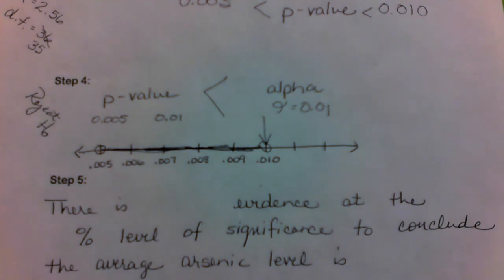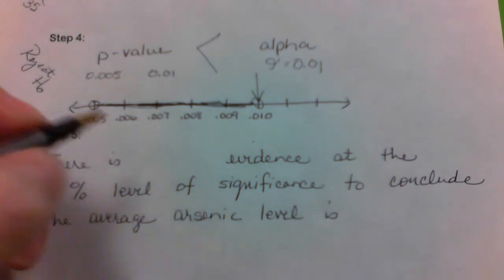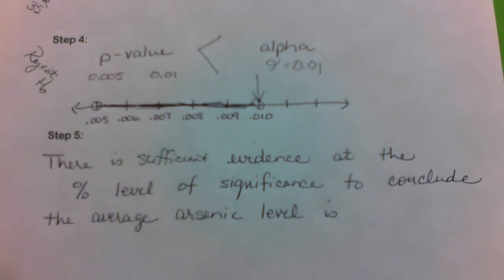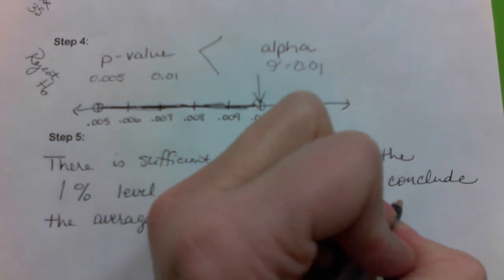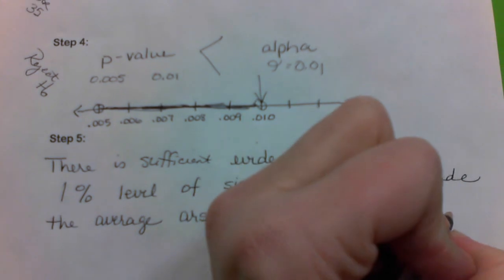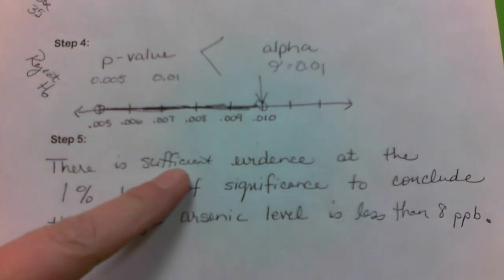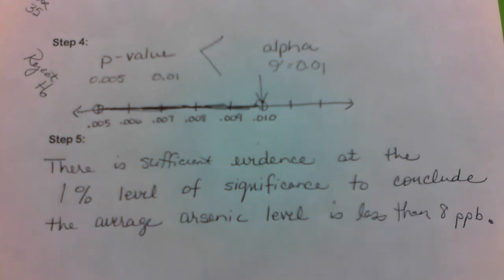And if you reject the null, that means you have, let me move this up so I can get the whole thing in there, that you have sufficient evidence at the 1% level of significance to conclude the average arsenic level is, and then go back to your alternate, and the alternate says that it is less than 8 parts per billion, period. It's sufficient enough evidence to prove it's changed, and it is now less than 8 parts per billion.